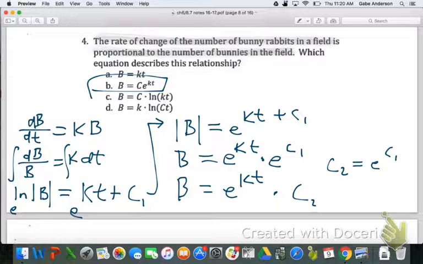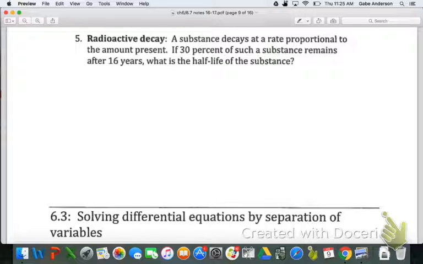Okay, awesome. Well, let's do our final question of this section, and that's number 5. This would be the full go here. It says a substance decays at a rate proportional to the amount present. If that's not burned in your brain yet, hopefully this one more time will further reinforce that phrase as being a very important phrase. So I'll underline that for you. It says, if 30% of such a substance remains after 16 years, what is the half-life of the substance?